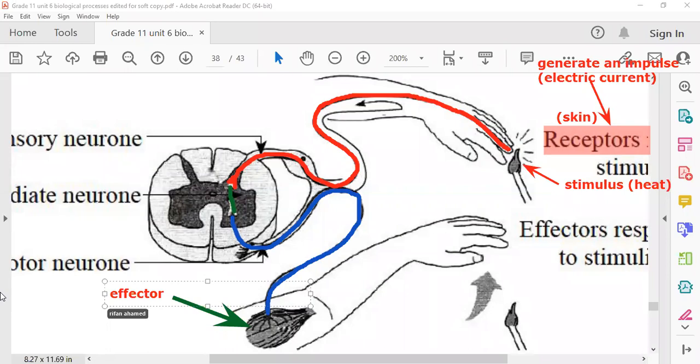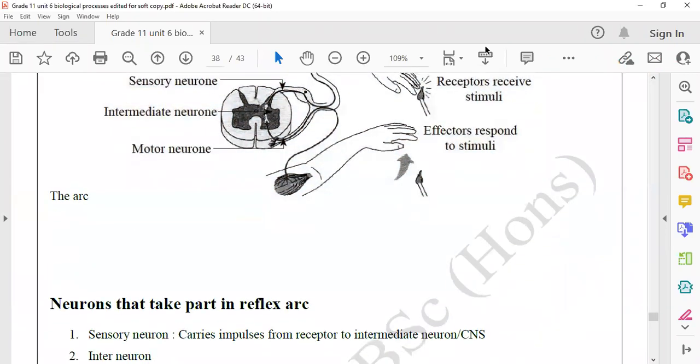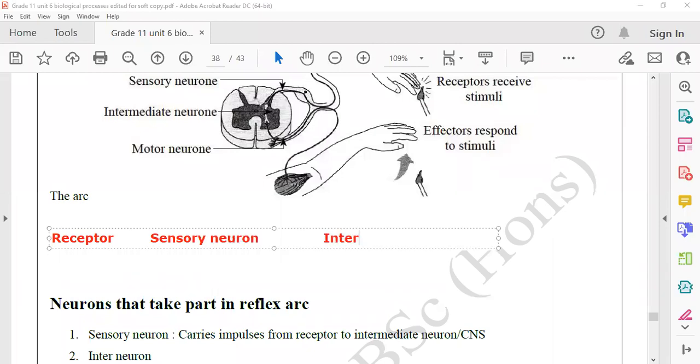Done? Completed? Good. So, you understood what a reflex arc is, correct? Tell me the order of the reflex arc. First, it is the receptor. From the receptor, sensory neuron. From the sensory neuron, intermediate neuron. Correct?